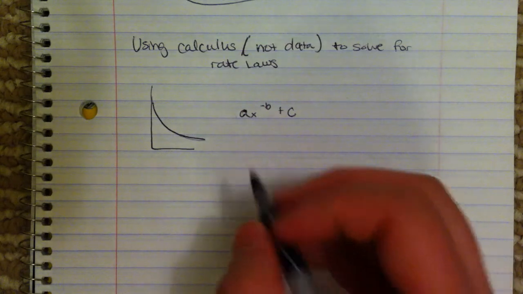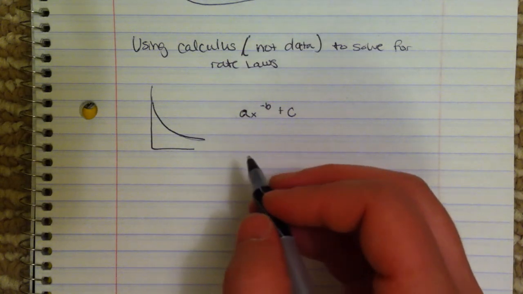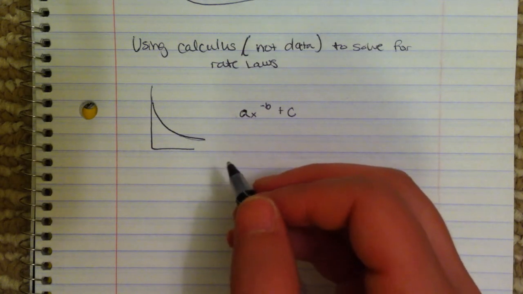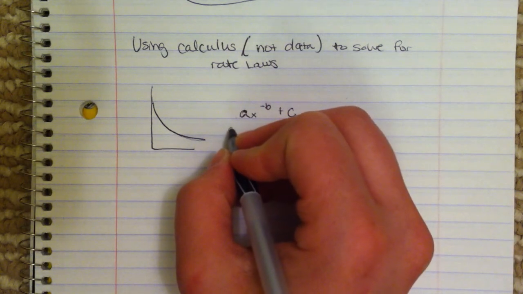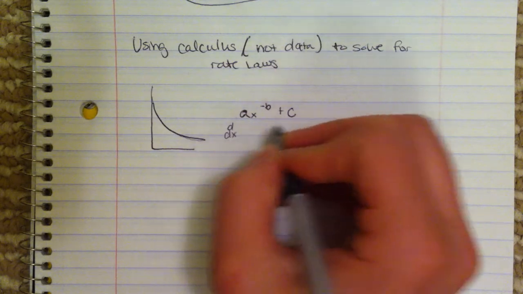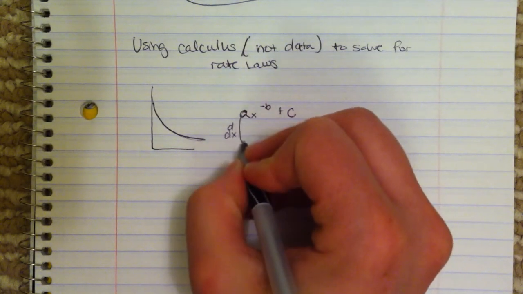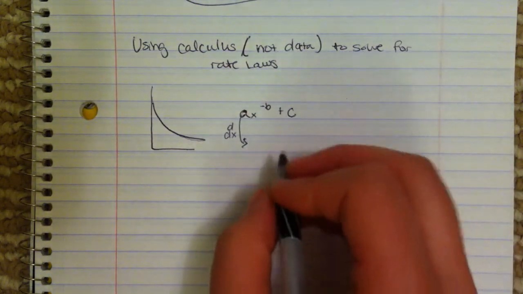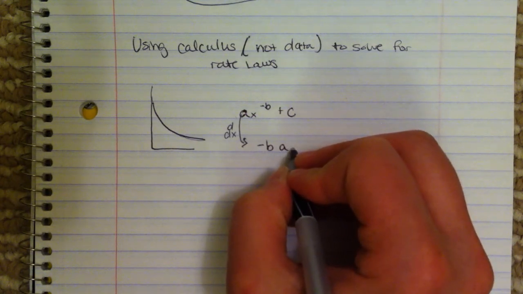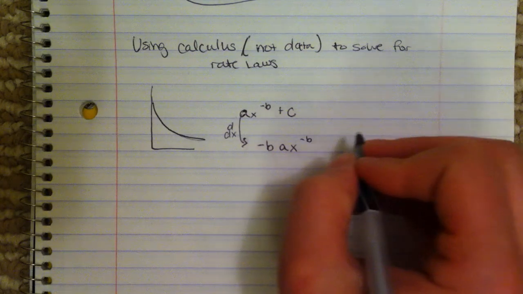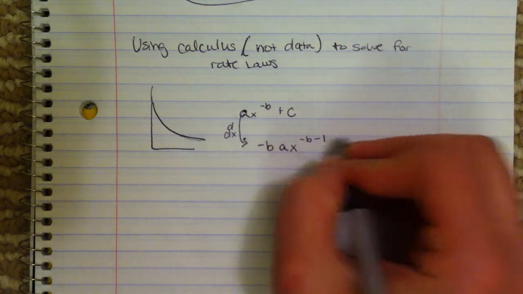So the slopes of the tangent lines can be found by taking the derivative of this. So if you take the derivative, dx, of that equation, what we're going to get is negative b is going to come in front, and we will have ax^(-b-1).